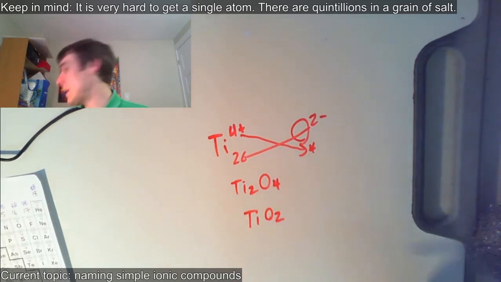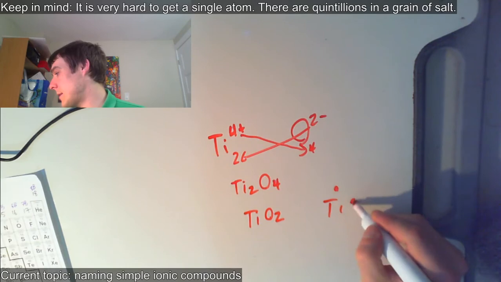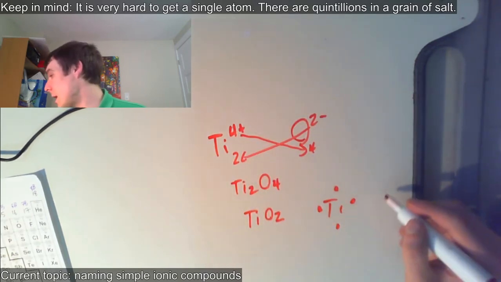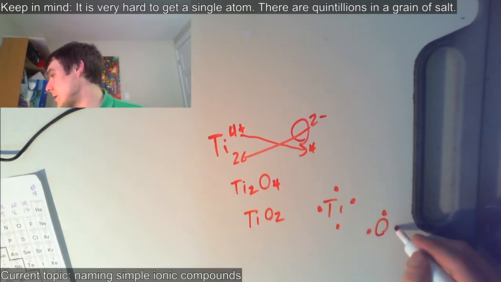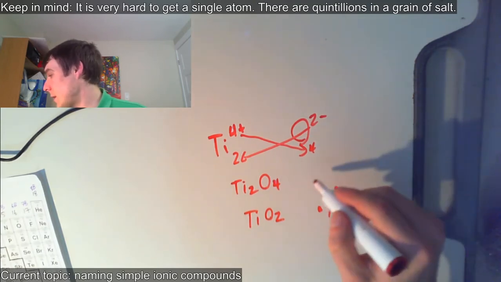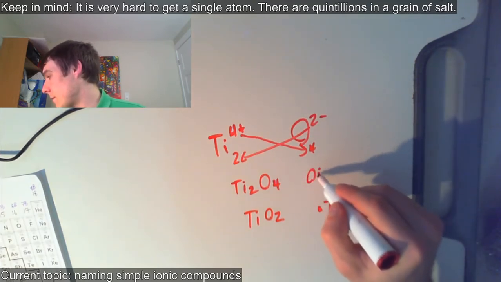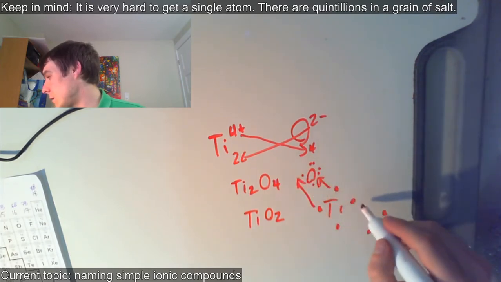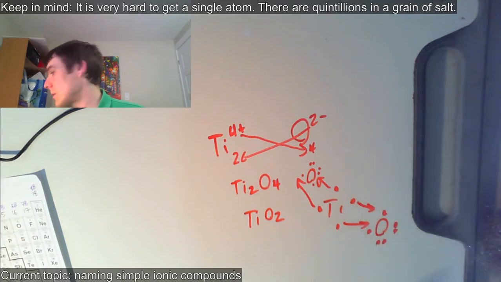And if we diagram that, that's because the titanium, which we know has 4, right? It's going to lose 4. Each oxygen can just take 2 of them. And each oxygen can just take 2. So you can end up like that.